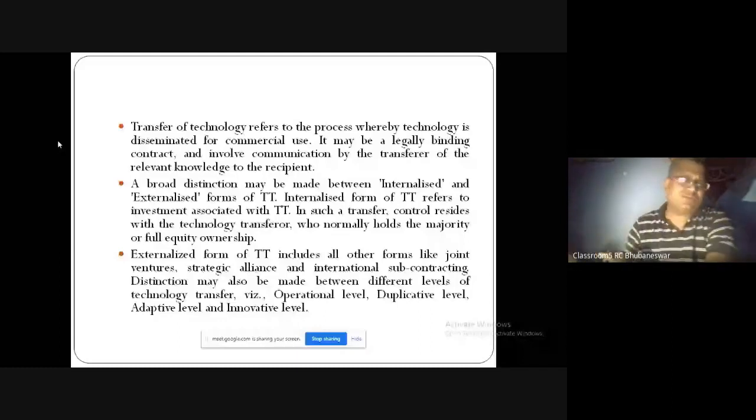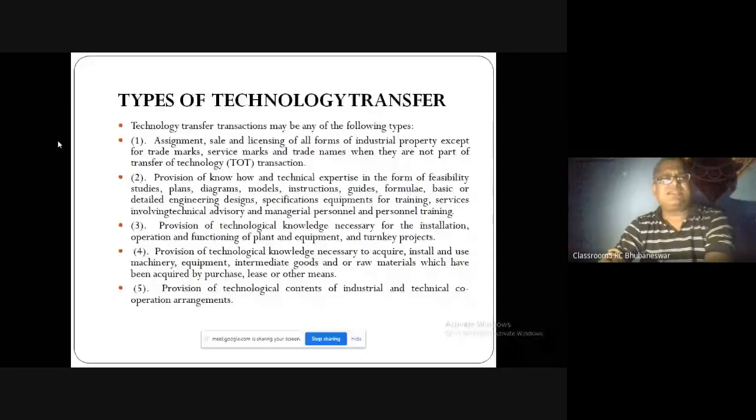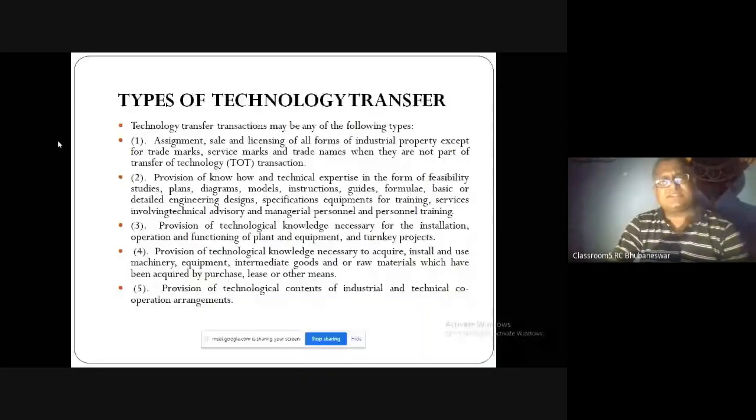My dear students, if you talk about the types of technology transfer, it is done through assignment or through a licensing system. It is also done through provisioning know-how, through feasibility studies, plans, diagrams, instruction guides, formulas, engineering designs and specifications, equipment, or training services or advisory services, through which the technology transfer can be successful.